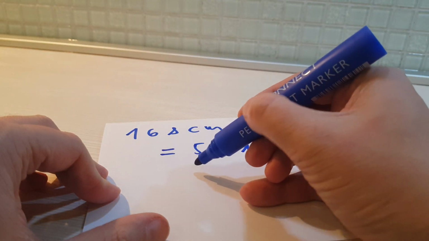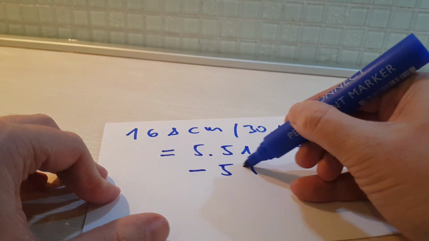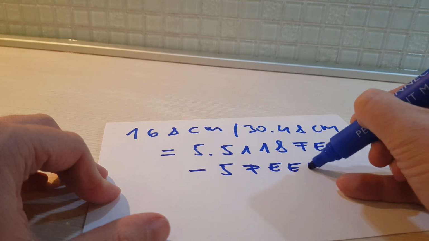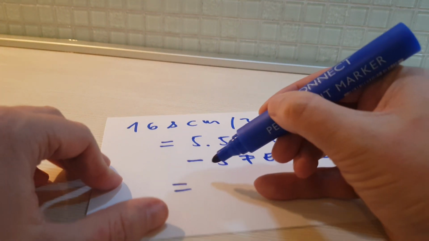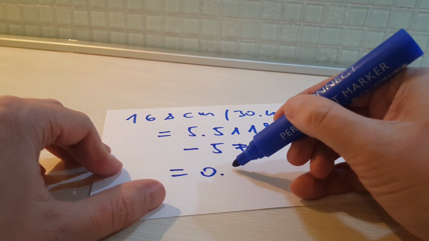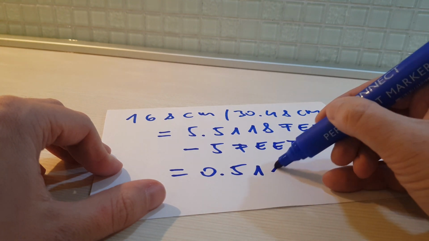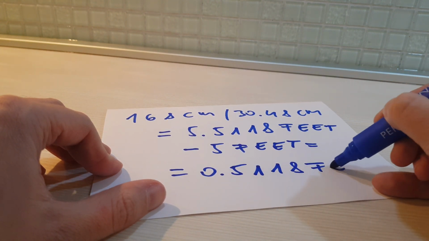So we have 5 whole feet. And we have a rest value. This is 0.5118 feet.